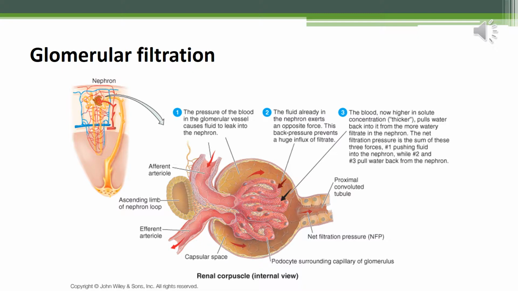The net filtration pressure is the sum of three forces. It's difficult to say what three forces it's talking about here. So this leads to pushing the fluid into the nephron while pulling water back from the nephron. So essentially here we're just trying to get rid of filtrates like wastes and some ions we don't need, and pull the water that we need back into the blood stream.